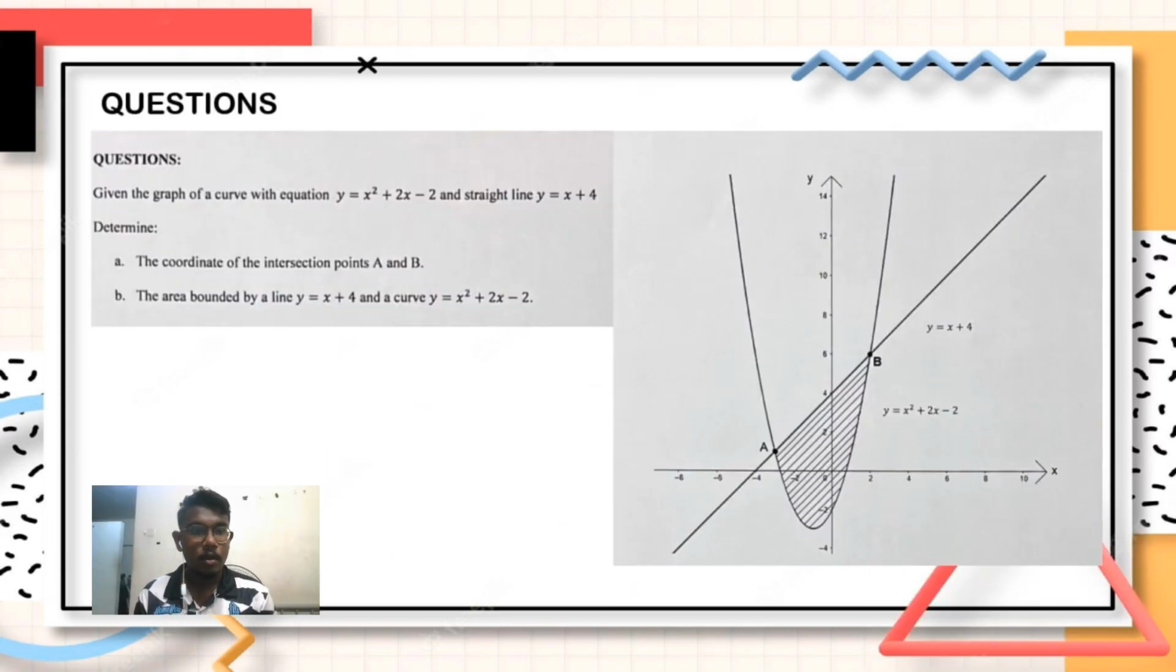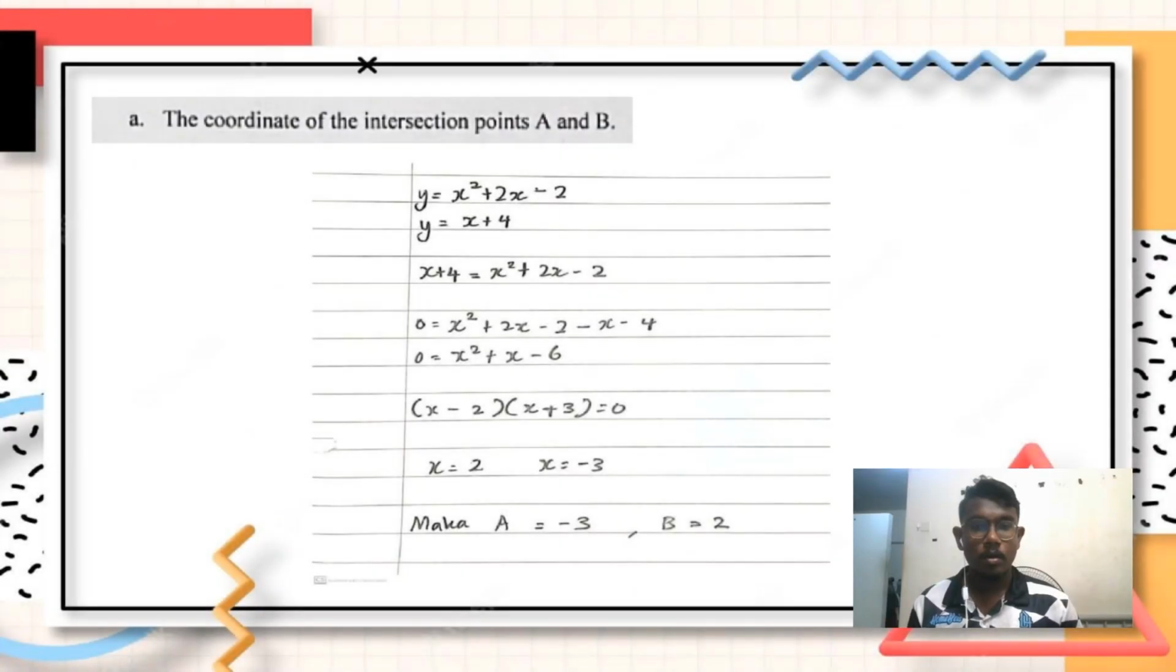Questions. Given the graph of a curve with equation y = x² + 2x − 2 and straight line y = x + 4, determine the coordinates. Okay, question A: determine the coordinates of the intersection points A and B. Question B: the area bounded by the line y = x + 4 and the curve y = x² + 2x − 2. The solution for question A and question B is shown in the slide above me.